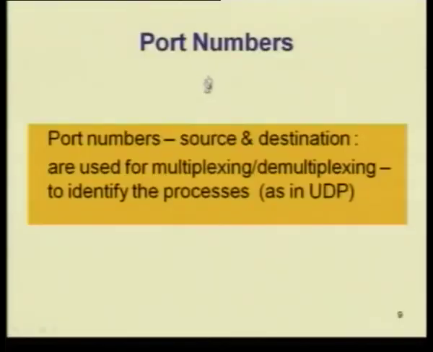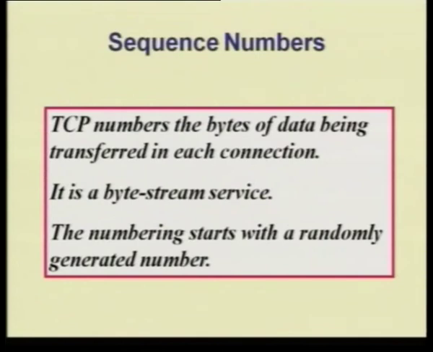So, let us look at port numbers first. As I said, we have a source port number and a destination port number, and these are used for multiplexing and demultiplexing to identify the processes at the two ends. This is the same as what we have in UDP, the same idea is used in UDP as well. Sequence numbers. Now, look at how TCP handles sequence numbers. TCP numbers the bytes of data being transferred in each connection. That is, we say that TCP is a byte stream service. So, the numbering is done on a byte basis, and the numbering starts with a randomly generated number.